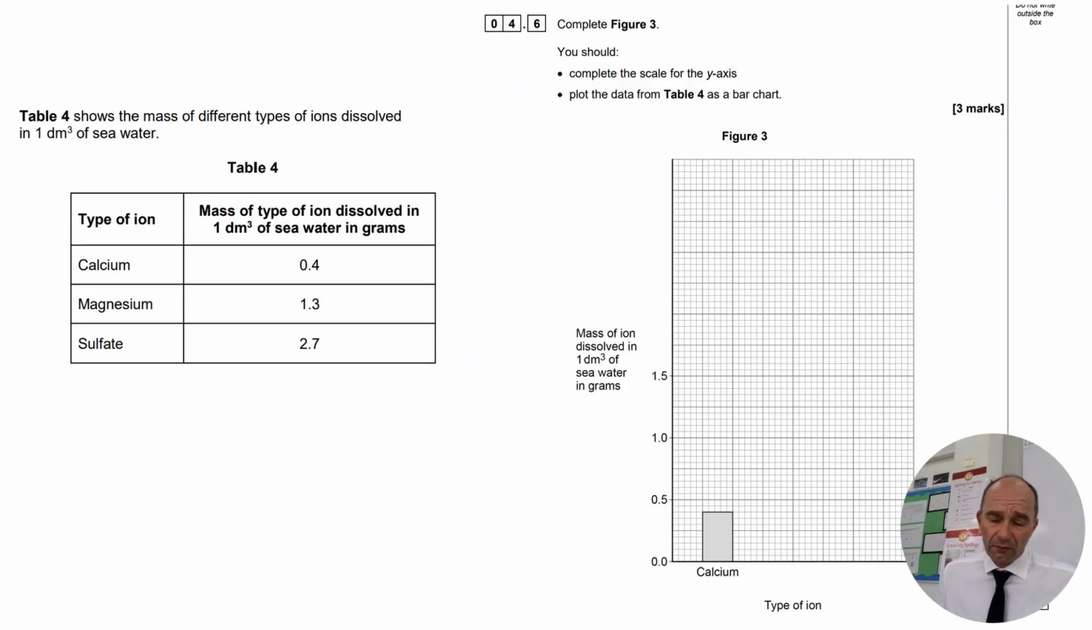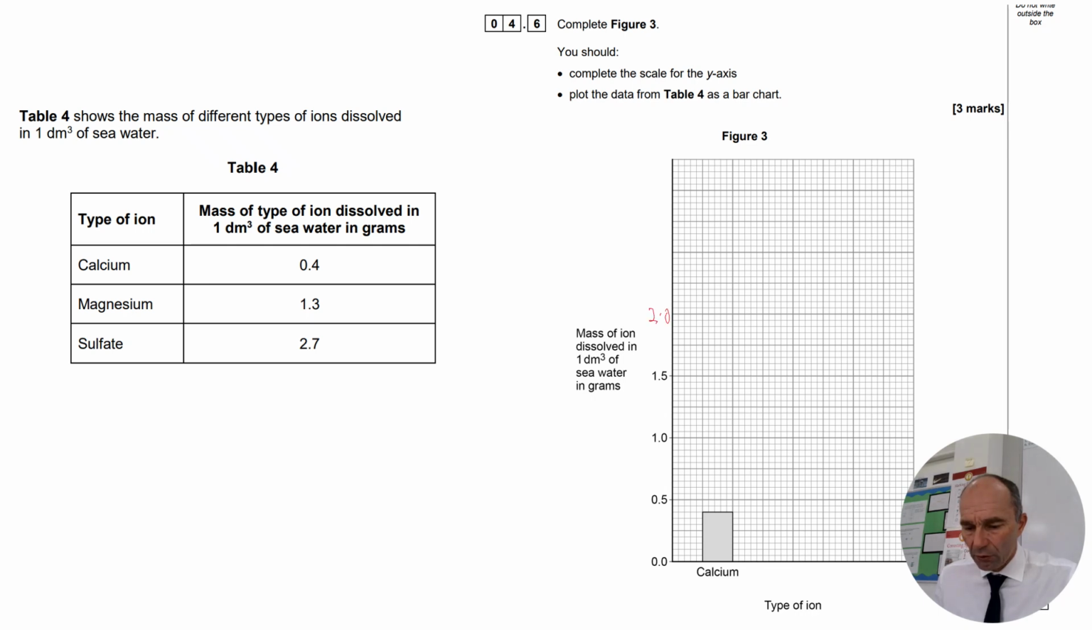Then following on from that, graph drawing. Graph drawing you should be looking at as being relatively easy marks. Now we've got the mass of the different types of ions dissolved in 1 decimeter cubed of seawater, so you've got the values there. Now they've actually plotted calcium for you already. Now we need to complete figure 3. Now you've got a checklist, and I would suggest you actually use it as a checklist. Complete the scale for the y-axis. So that seems to be going up in half a gram for each of those double squares.